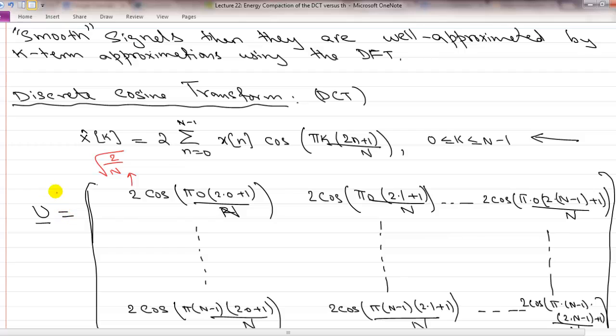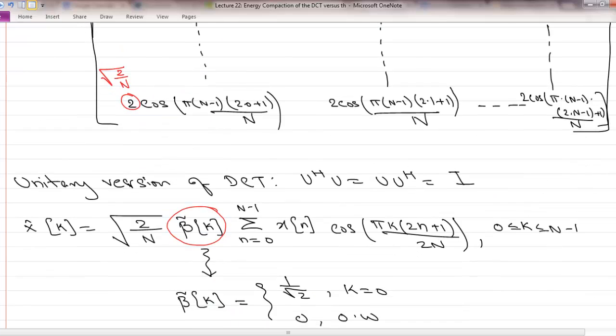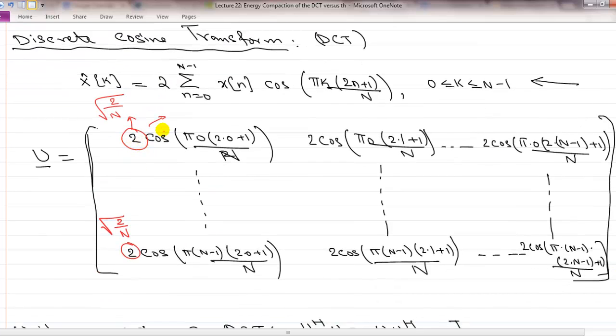So the square root of 2 over N replaces the earlier scaling in all entries, but there is an additional factor of 1 over square root of 2, which is only in the first row. All the other rows don't have that 1 over square root of 2 factor.